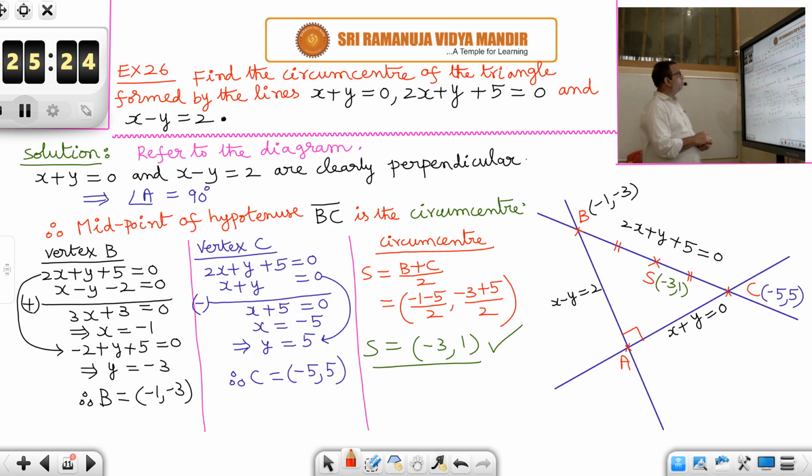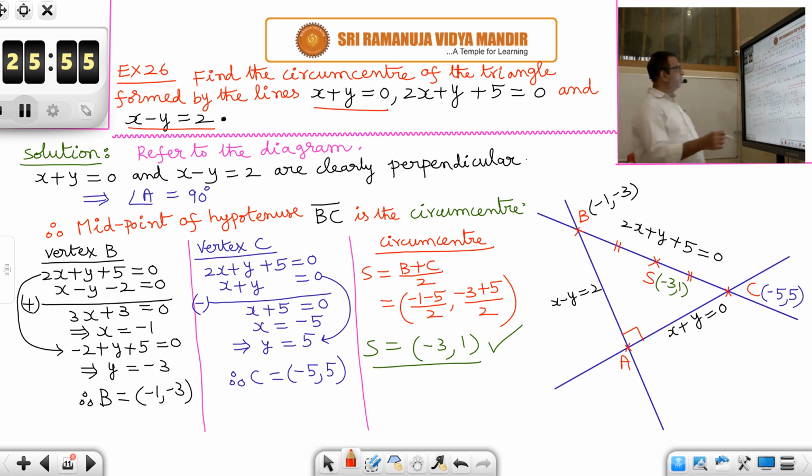Let us see the next example, 26. Find the circumcenter of the triangle. Again, 3 equations of the 3 sides are given. Again, circumcenter. Again, what do you notice here? First line and the third line are perpendicular to each other. Therefore, here also a right angle triangle is formed. For a right angled triangle, the midpoint of the hypotenuse is the circumcenter.